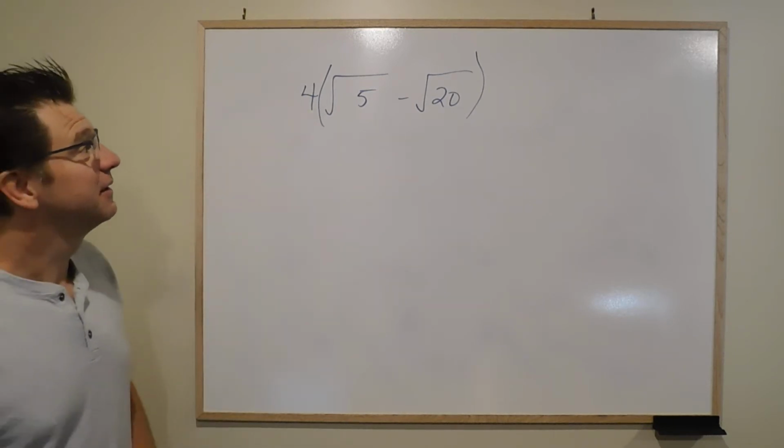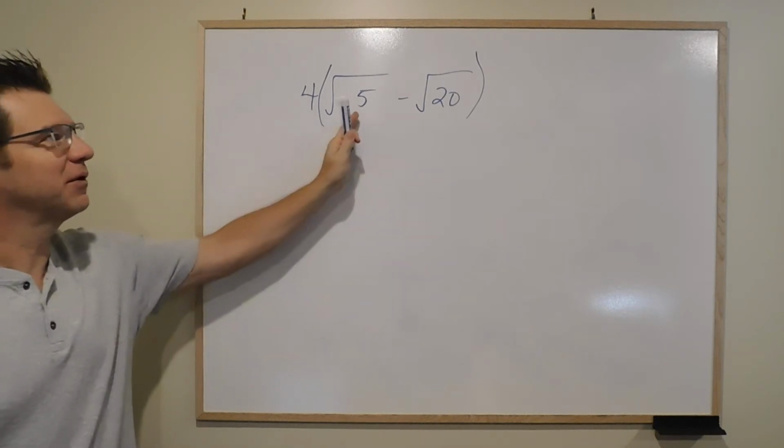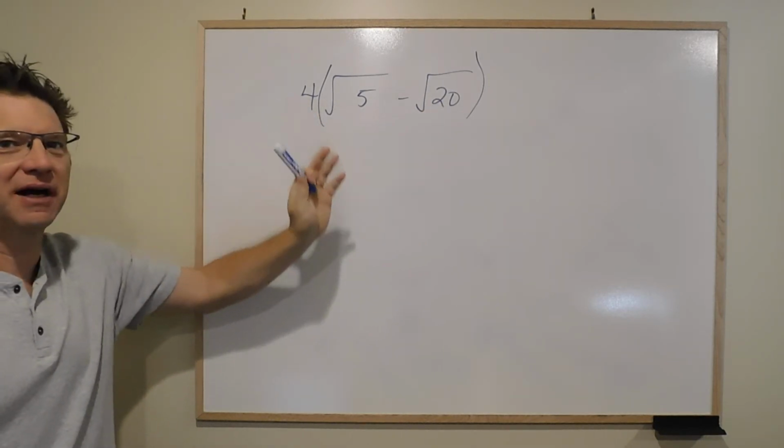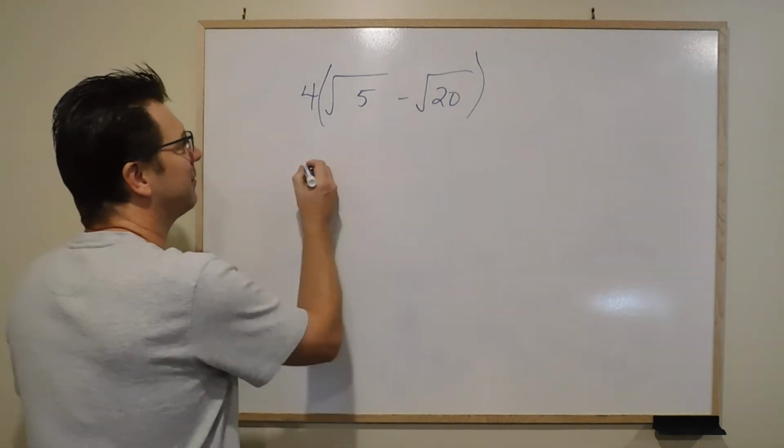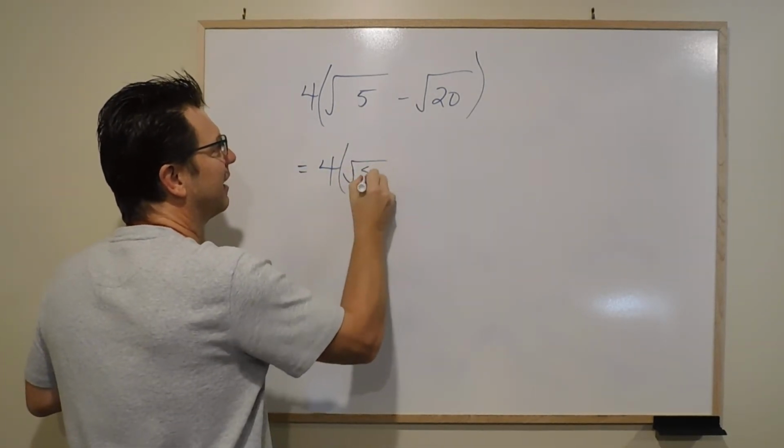This one here, BEDMAS says that we need to do the brackets first, and you say, well, hold on, these are not like radicals, I can't subtract those. However, we need to start by simplifying the radicals. So that one we can't do anything with.